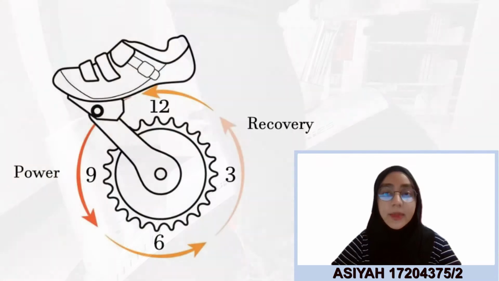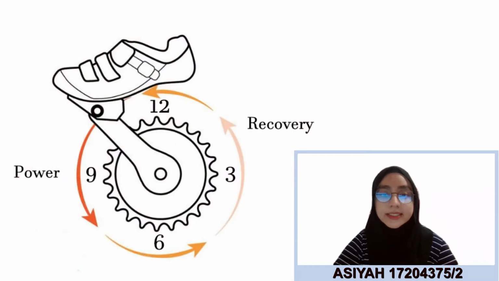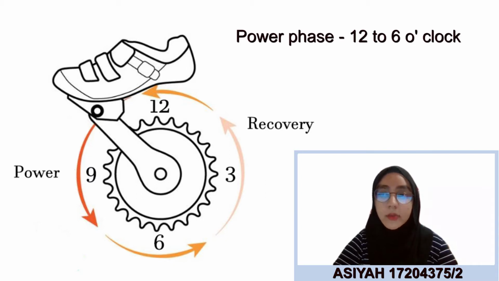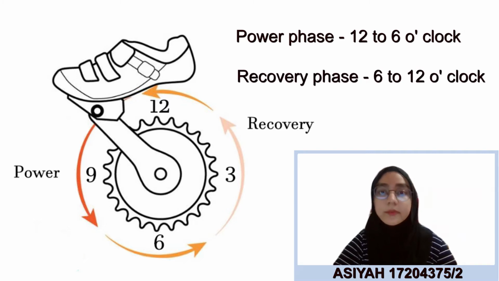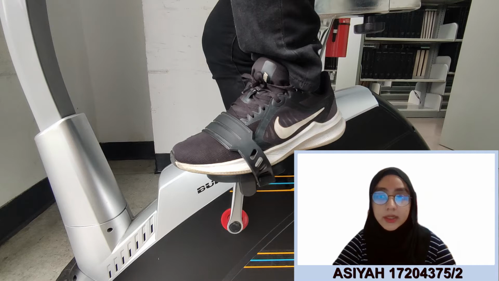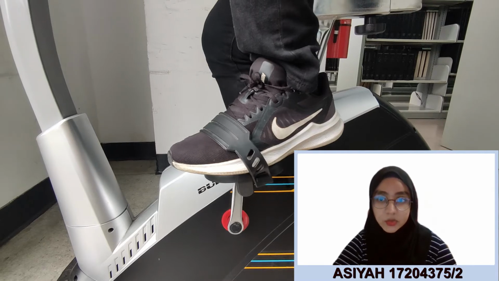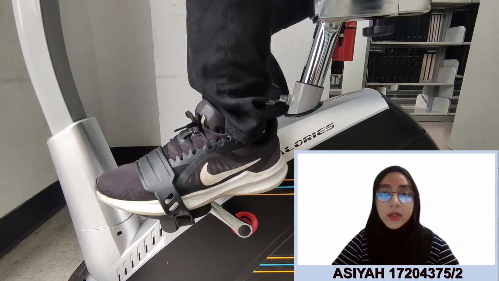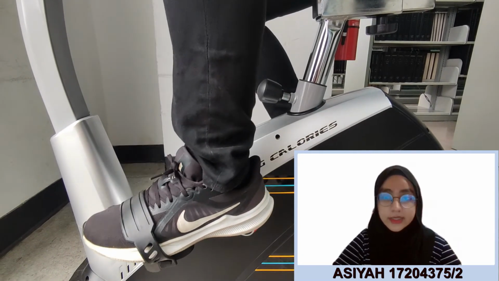There are two phases in the pedal stroke, which are the power phase and the recovery phase. The power phase is from 12 till 6 o'clock, where the force generates to move the bike forward, while the recovery phase is from 6 to 12 o'clock. The power phase occurs when the hip and knee are extended and the pedal is pressed down. Starting from the top of the pedal stroke, the cyclists use their hip extensor, which is the gluteus maximus, to initiate the power phase of the pedal stroke until 3 o'clock on the clock face.